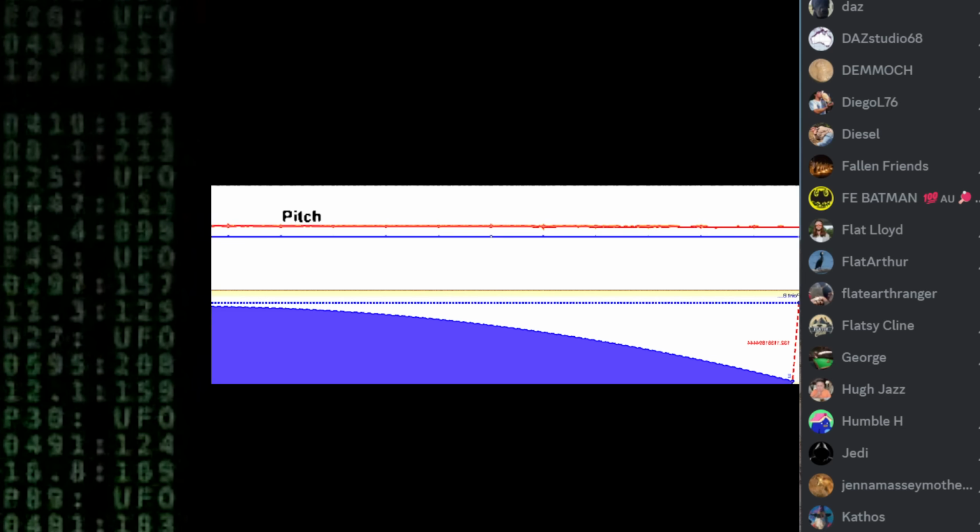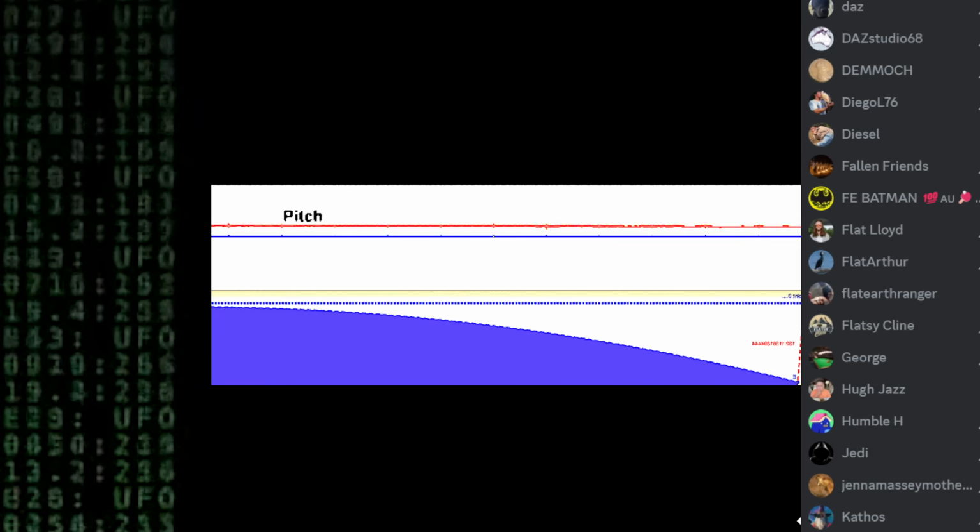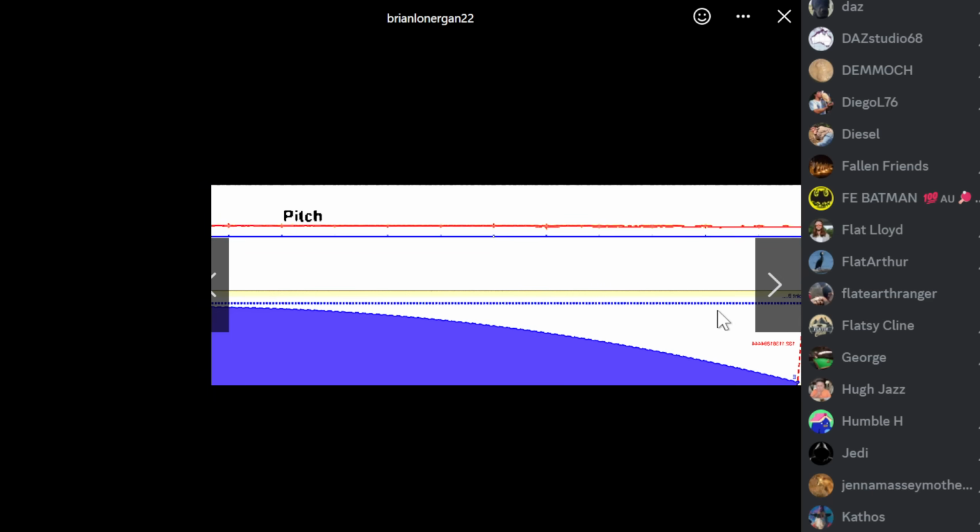This is a flat Earth proof. There is no getting around it with a globe. It's game over. Yeah, the straight line at the bottom, the horizontal line at the bottom, matches the pitch data. That means that's what the plane is doing.